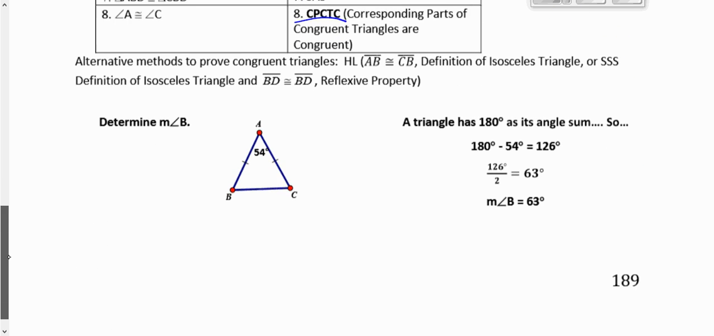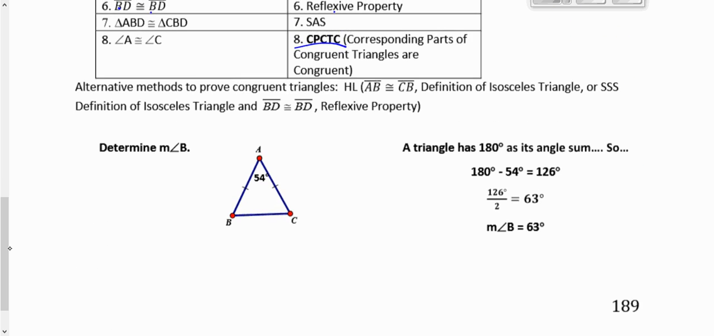Here's an example. What kind of triangle is this, even if they don't tell you? It's marked with two congruent sides, so it's isosceles, right? So you know these two sides are congruent. What can you now say about these two angles? They have to be congruent, because we've just proven it. We have an isosceles triangle, so those angles are congruent. Okay?